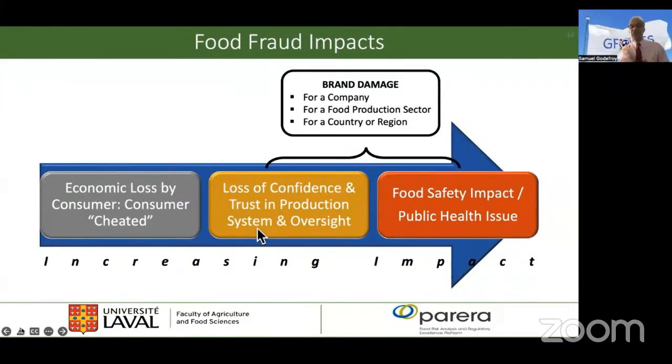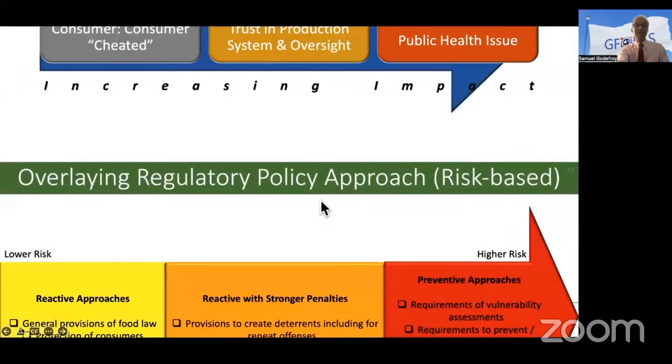We see that when these incidents are either repeated or discovered with a potential health impact, the impact may increase, moving to a potential loss of confidence of consumers and a loss of trust in the way foods are produced, all the way to significant health and safety impacts, leading to public health issues, like the Melamine incident.